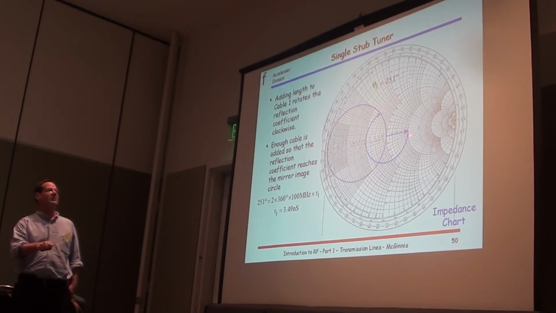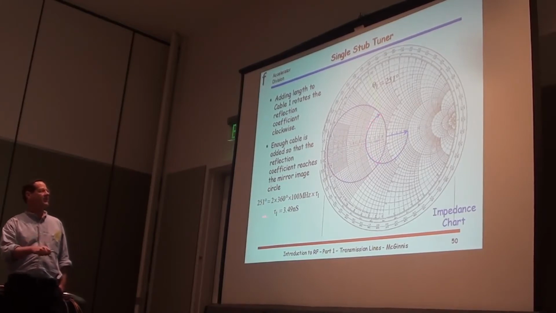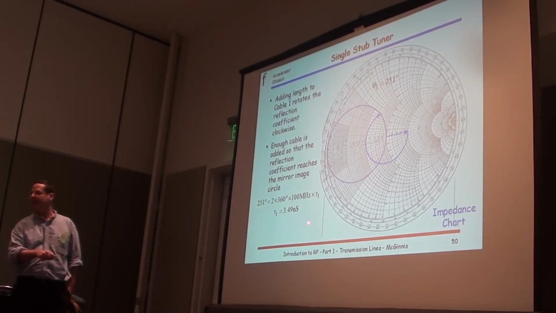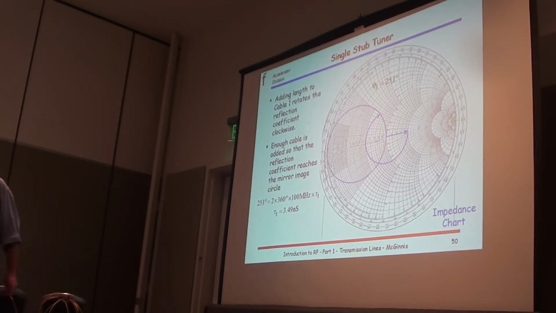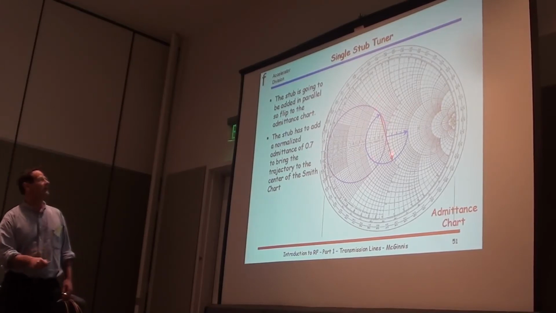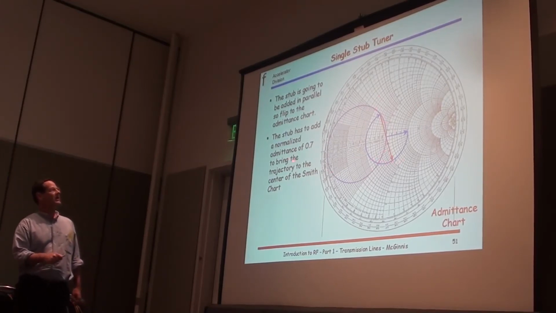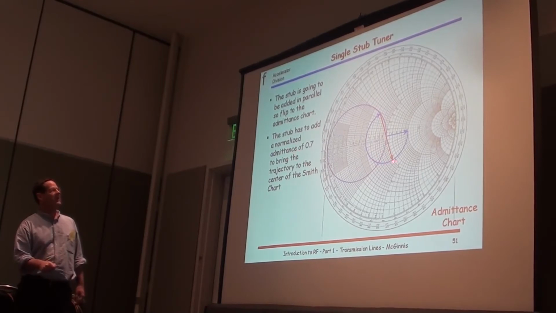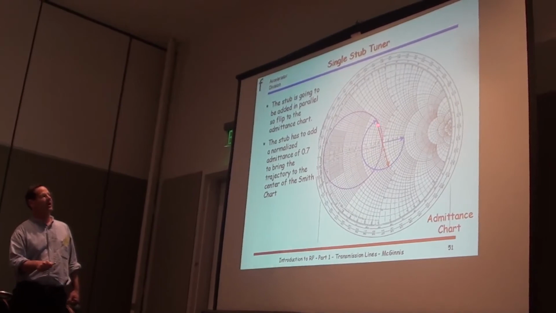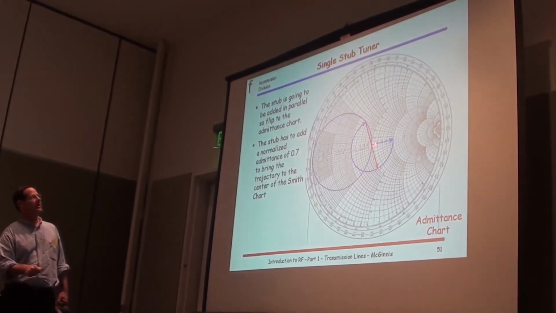So I'm going to rotate my vector all the way until I hit the purple line. And the amount that I need to do is basically I need 251 degrees to do that, which is about 3.5 nanoseconds to go through here at the 100 megahertz. Now, I'm going to add something in parallel. To do that, I have to flip over to the admittance Smith chart. And so I need to add a normalized admittance of 0.7 to get me back up to here. I flipped, I'm here, I need to add 0.7 to add me in there.